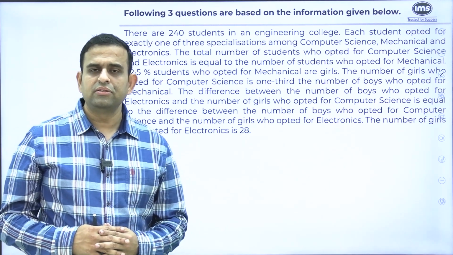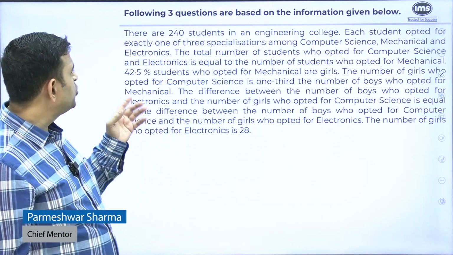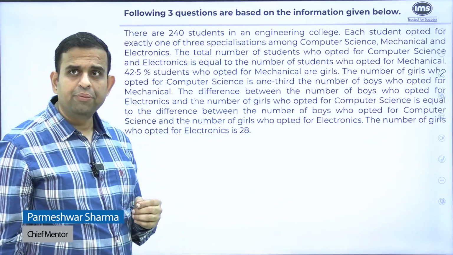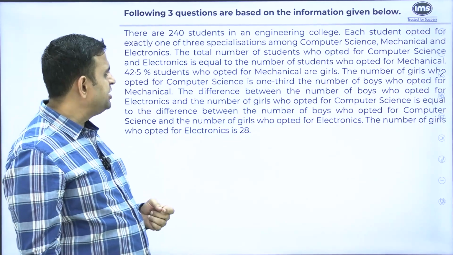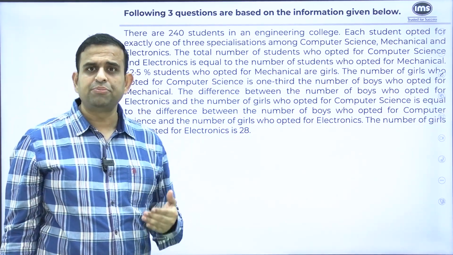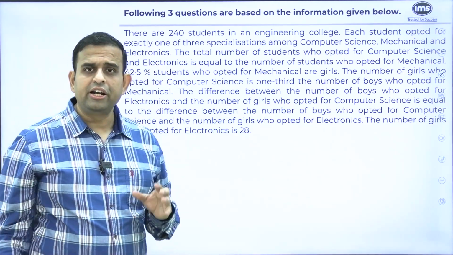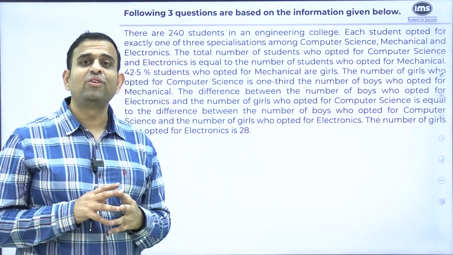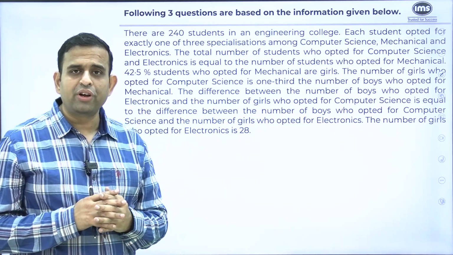In this particular set, we have 3 questions and it goes like this. The number of students in a college happens to be 240. Each student opted for exactly one of the specializations among computer science, mechanical and electronics. This part is very important, and it simply means it's not a case of a Venn diagram, which might look like that at the start, because there's no overlap over here.